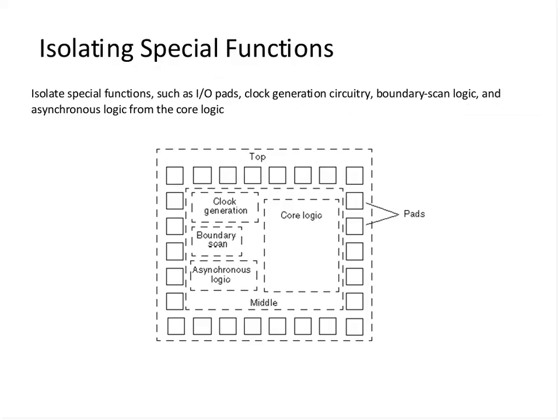Again, isolating special functions is more applicable for bigger designs or even at the chip level, where you would want to separate your clock generation logic, your pads, your boundary scan, any asynchronous logic. All these different types of logic should be in separate hierarchies. So this is how a chip is made. Usually a chip will have a top level that has separate pads, the clock generation logic will be a separate module, boundary scan will be a separate module, any asynchronous logic will be a separate module. Again, core logic would be divided into different functions. There might be a CPU, a video processing unit, a peripheral unit, and so on.